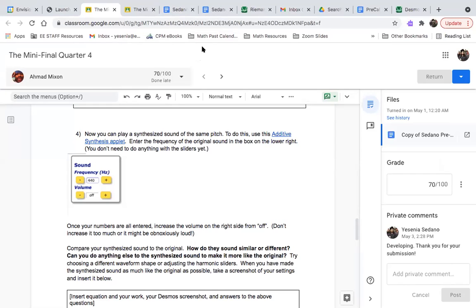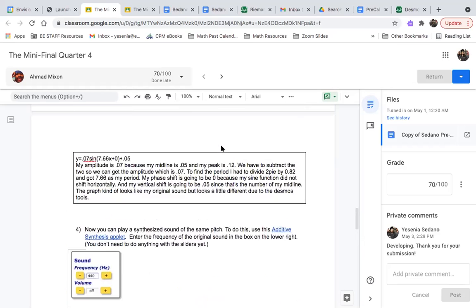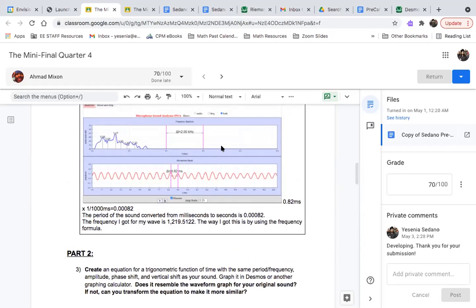Okay, cool. So there's a bunch of instructions, but you're being asked to play synthesized sound of the same pitch. So that means the pitch is gonna match. It's not gonna be the same sound you made though. It says enter the frequency of your sound, and everyone found your frequency. Actually, if you go back to number 2, remember you found your frequency. So this was AJ, your frequency, super high frequency.